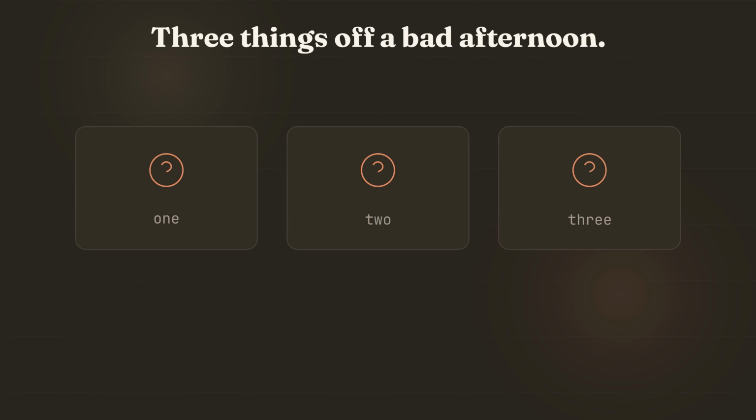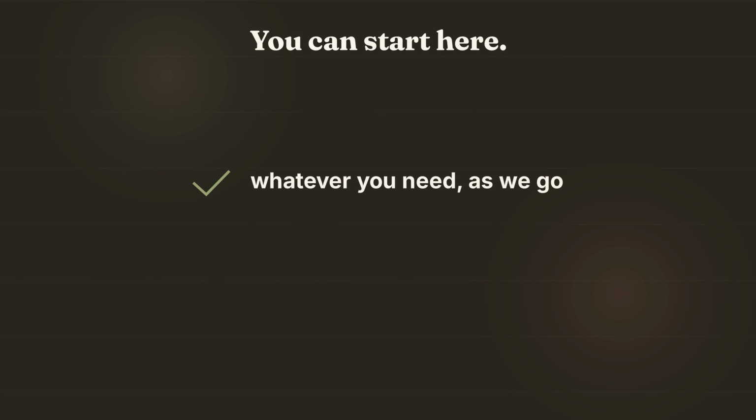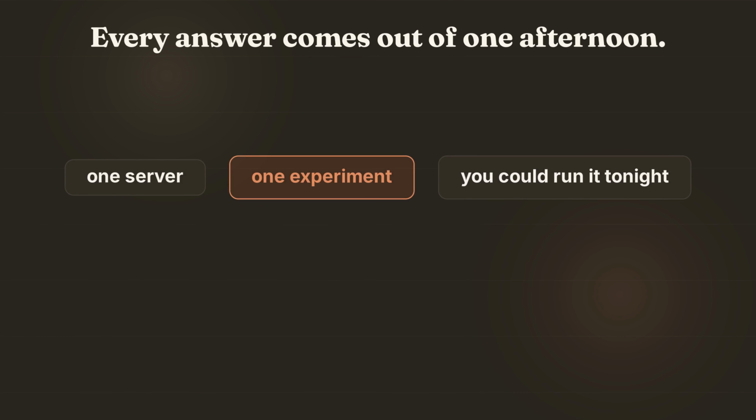So today we run a clinic. I'll put three things in front of you that you'd really see on a bad afternoon, and you get a couple of seconds on each one to work out what's going on, and then we'll go through it together. And do you need the episodes before this one? Not really, because I'll give you whatever you need as we go. And one thing I'd like you holding all the way through. Every answer today comes out of the same afternoon's work, one experiment on your own server, and you could run it tonight. So watch for it as we go.